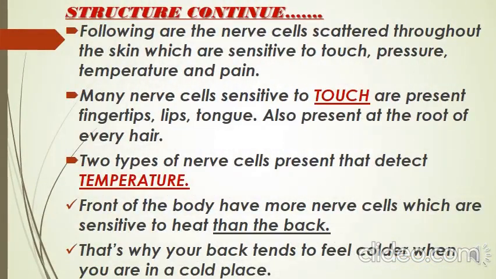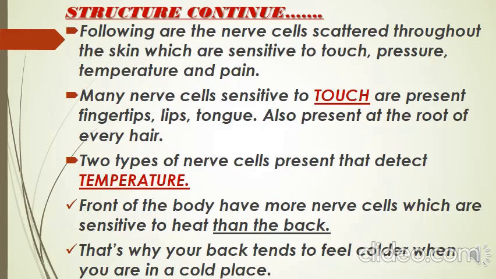Students, we have a lot of nerve cells scattered throughout your body. Now what is a nerve cell? Nerve cells are the cells which send messages to your brain, and your brain interprets the message and then conveys the response to you. These nerve cells are sensitive to touch, pressure, temperature, and some also give the sensation of pain.